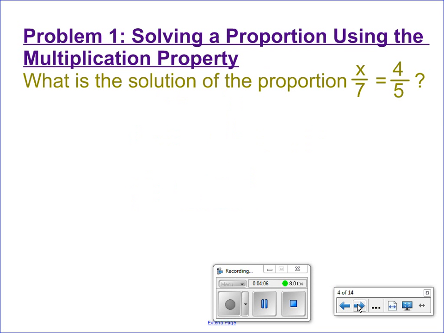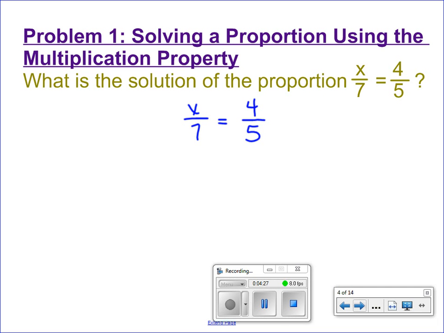All right, so problem 1. We're going to solve a proportion and use the multiplication property. And this is not the cross products property. So I'm going to show you two different ways to solve proportions, and then you can choose the way that you would like to solve them.